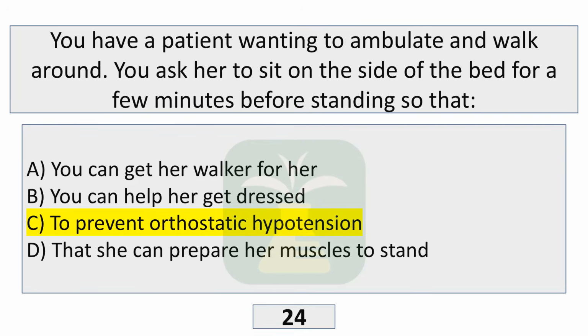Correct answer, C. To prevent orthostatic hypotension. It is common for a patient standing up too quickly to experience orthostatic hypotension. This means that the BP bottoms out due to the patient standing too quickly. To ensure that this does not happen, the CNA should ask the patient to sit on the side of the bed with feet dangling for a few minutes before ambulating.